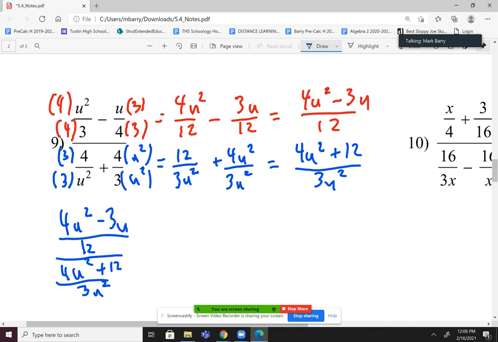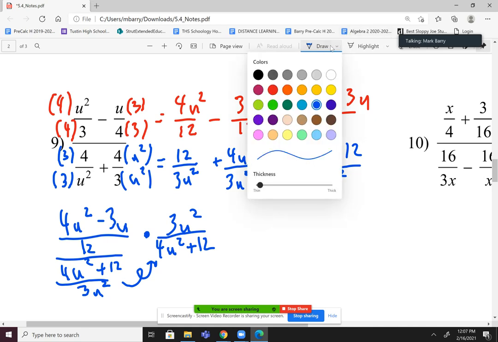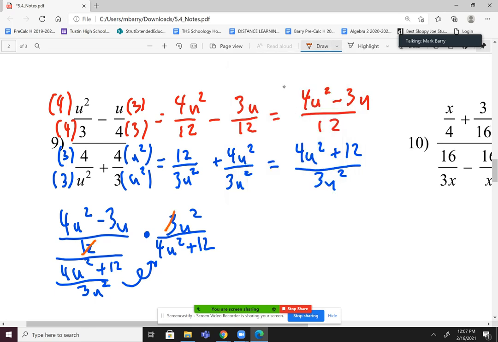Okay, I'm going to multiply by the reciprocal here. All right, we're going to see if there's anything that we can cross cancel. The only thing I see is the 3 here and the 12 can both divide by 3. So that'll turn into a 1, that'll turn into a 4.